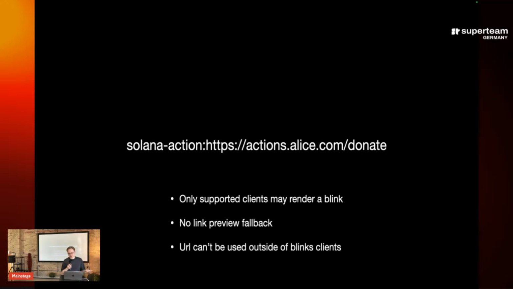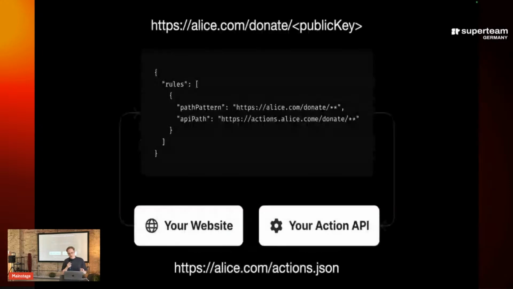And of course, since it's not a typical link, it wouldn't look great in Twitter. If you share this in Twitter, it wouldn't have a link preview, and it wouldn't even be clickable. So it's more for machine-to-machine communication, or in the future it could be used for mobile blinks. You can encode this URL in a QR code, and you scan it, and the wallet will use it to render the Blink.